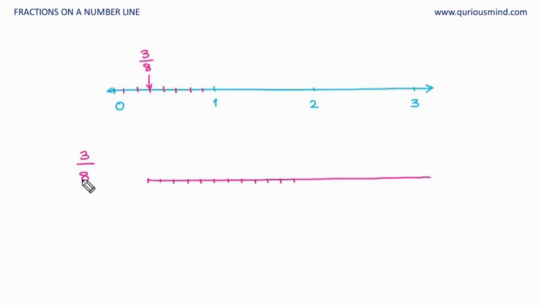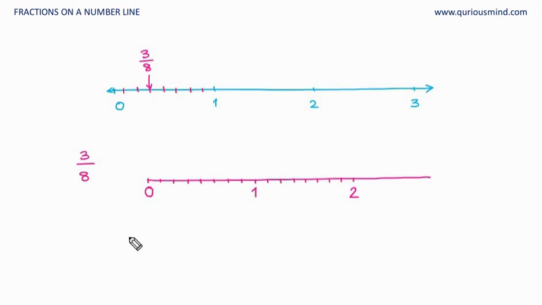And what you should do now is check what the denominator is. First obvious is going to be 0. Denominator is 8. So 1, 2, 3, 4, 5, 6, 7, 8. The 8th marking you should call as 1. Again, the next 8th marking you should call as 2. 1, 2, 3, 4, 5, 6, 7, 8. And this way now you have equal parts.